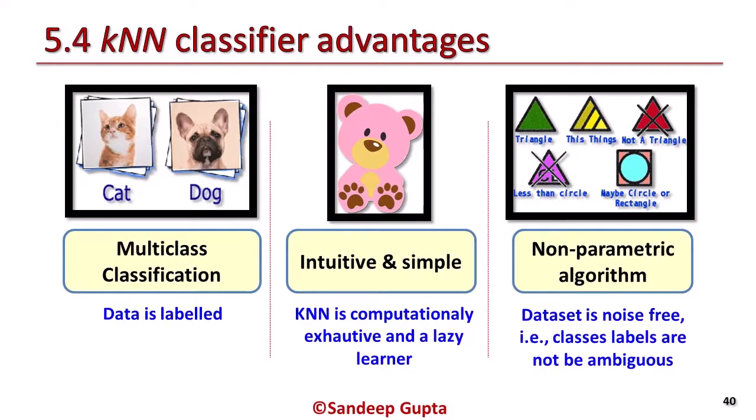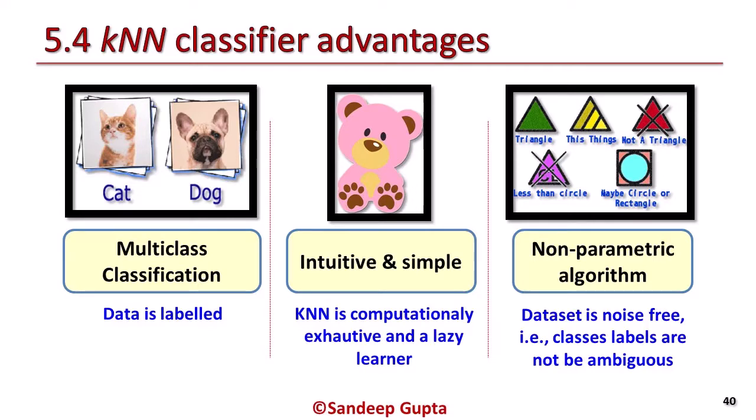Some of the advantages of the KNN classifier are: it is suitable for multi-class classification provided the dataset is labeled. It works well for both classification and regression. The KNN algorithm is very simple to understand and easy to implement. However, you must ensure that the dataset is not very large because KNN is a lazy learner. KNN is a non-parametric algorithm making fewer assumptions about the data. Therefore, you must ensure the dataset is noise-free, that is, there should not be any ambiguity with class labels, as well as object features being homogeneous.